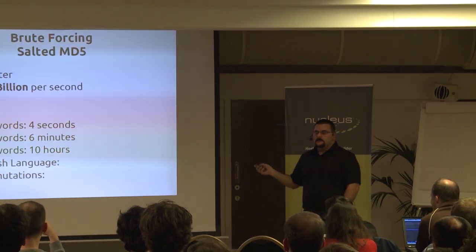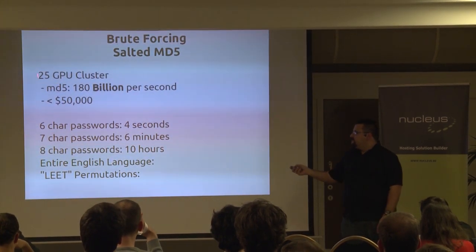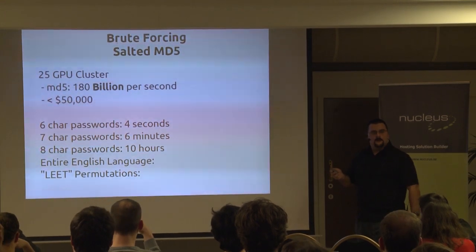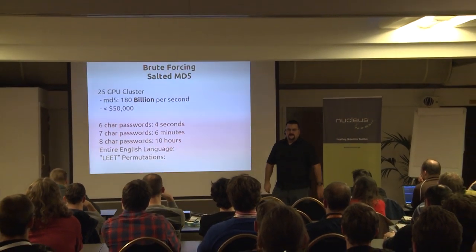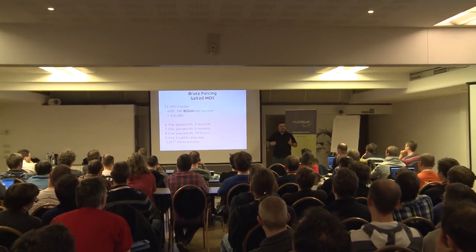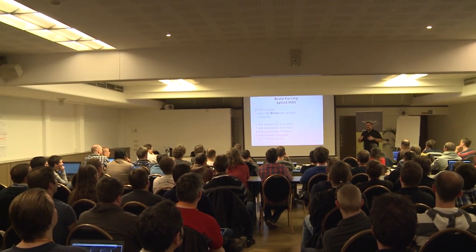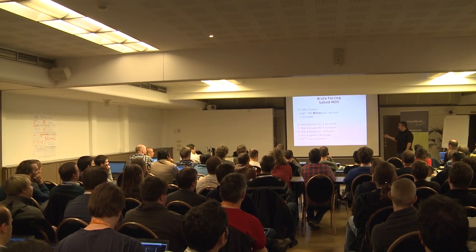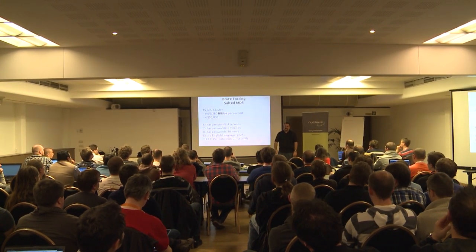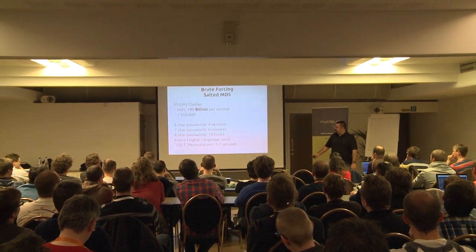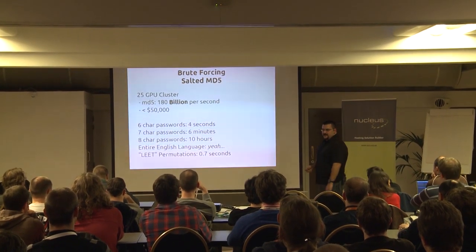And the system that this is built in can actually be expanded up to 100 GPUs without further modification. So all these numbers we can theoretically multiply by some factor less than 4 and still have room to grow. It can do all 6-character passwords in 4 seconds. It can do 7-character passwords in 6 minutes. Even 8 characters fall in about 10 hours. So an 8-character random password that we would think of as relatively secure falls almost instantly, at least in the context of an attacker. The entire English language, don't even think about it. And leet speak permutations are under a second. So this is a very realistic, very dangerous, and very scary style of attack.